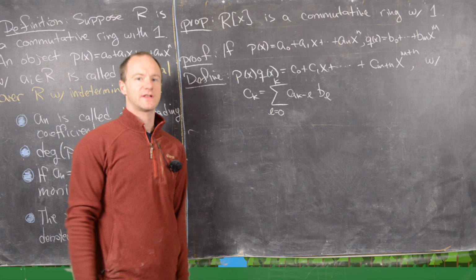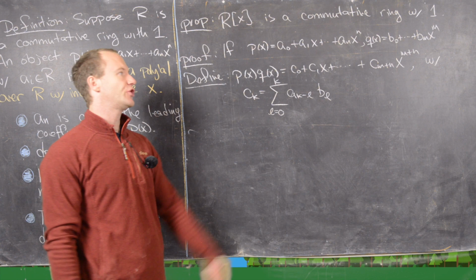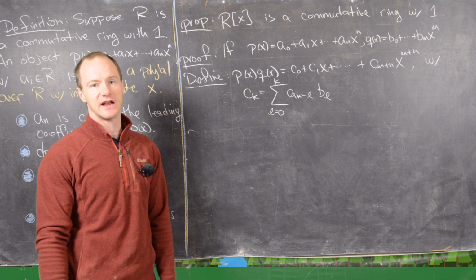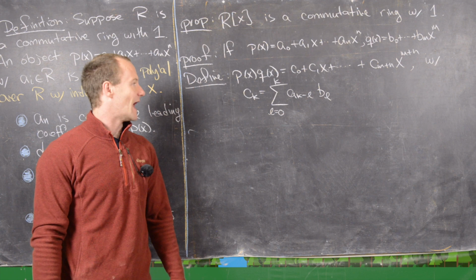Okay, so let's see where we are. We defined P(x) to be this polynomial with coefficients a_i, and Q(x) to be this polynomial with coefficients b_i. And then we defined their product to be this polynomial with coefficients c_i, where the c_i's are defined in this way. So c_k is the sum, l equals 0 to k, of a_{k-l} times b_l.